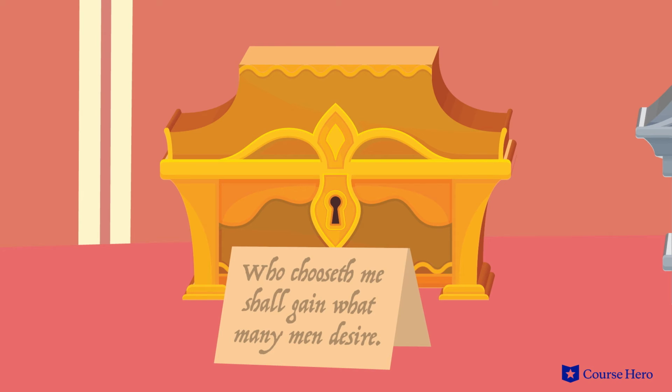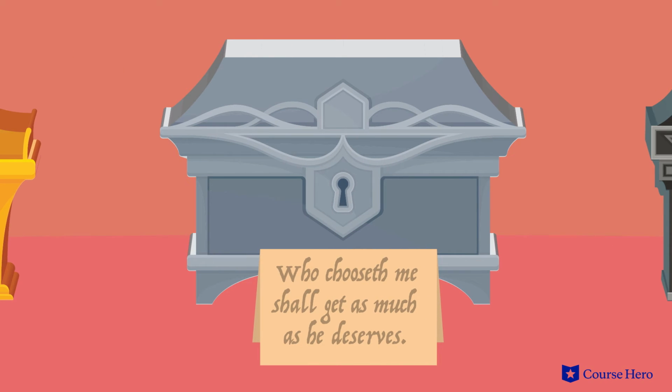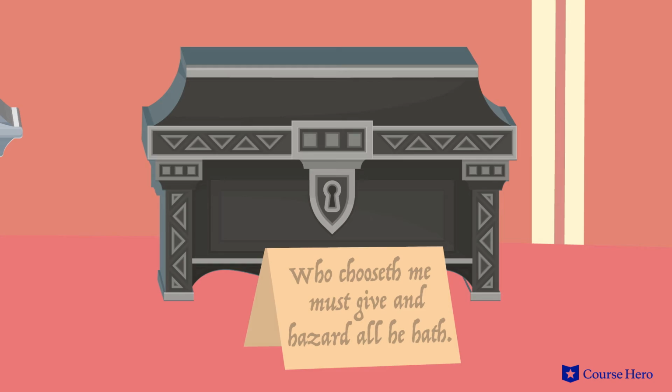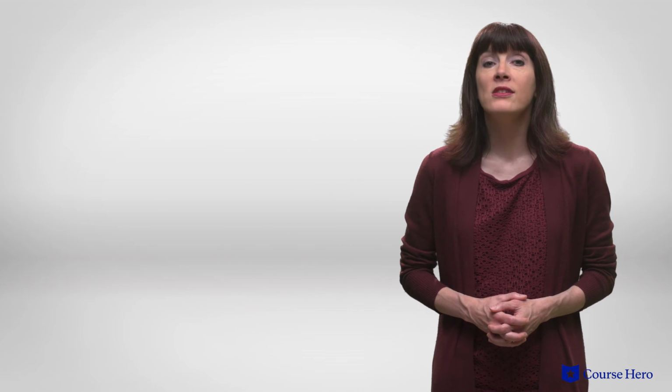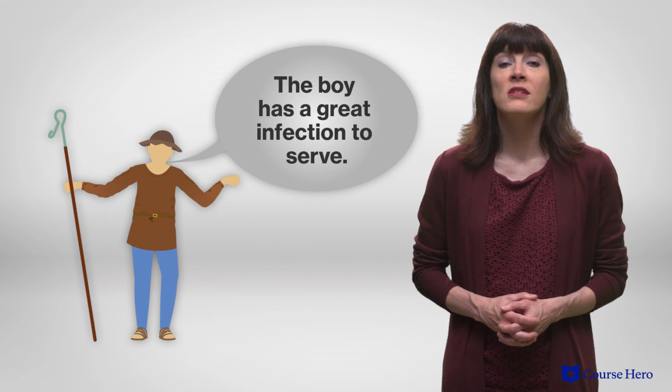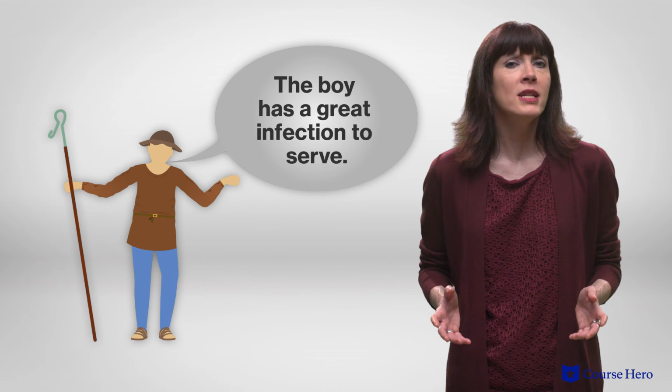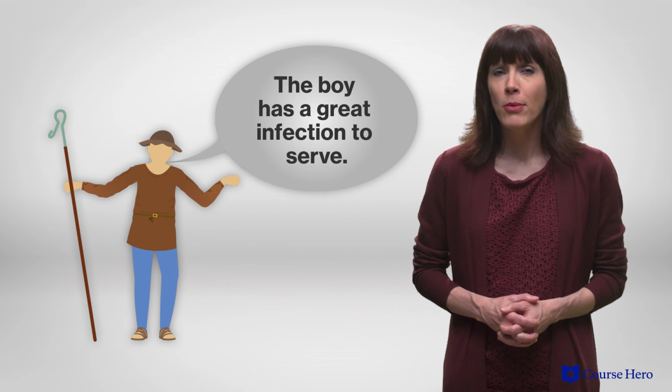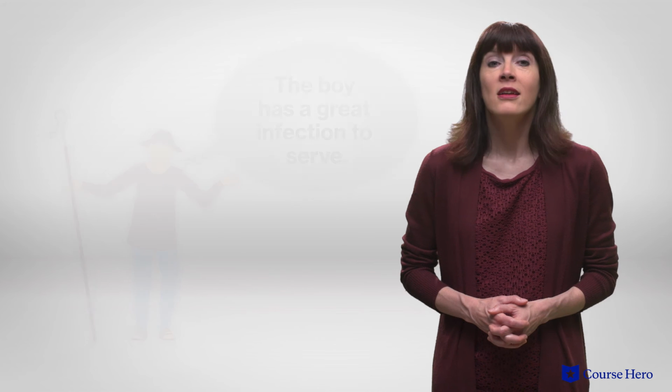There are also riddles inscribed on the 3 caskets used in Portia's father's challenge to her suitors. And another form of wordplay is using words that sound similar but have different meanings. For example, when old Gobbo says of his son Launcelot that the boy has a great infection to serve, he probably means a great affection. Such linguistic near misses would have amused Shakespeare's contemporary audiences greatly.